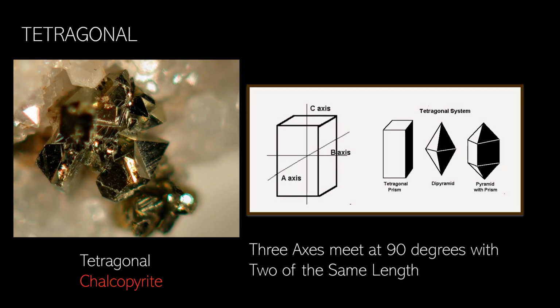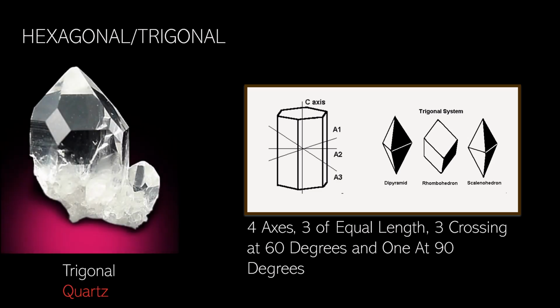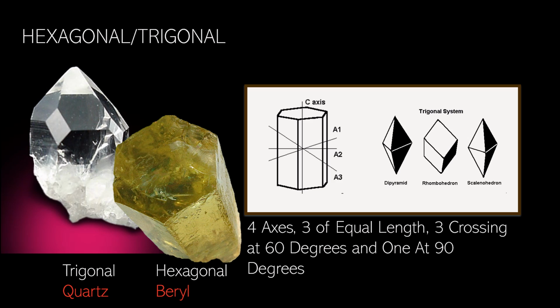Tetragonal. Tetragonal crystals have 3 axes all crossing at 90 degrees, with only 2 of the same length, yielding prisms, dipyramids, and a combination of the 2. The example shown is a dipyramid of chalcopyrite, a copper sulfide mineral. Hexagonal and trigonal. Hexagonal and trigonal crystals share the same 4 axes, 3 of which are equal length with 3 crossing at 60 degrees and 1 at 90 degrees. The distinction between hexagonal and the subgroup trigonal is based on distinct crystal shapes.